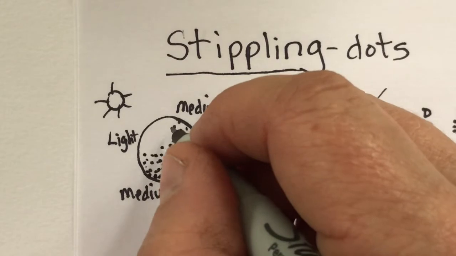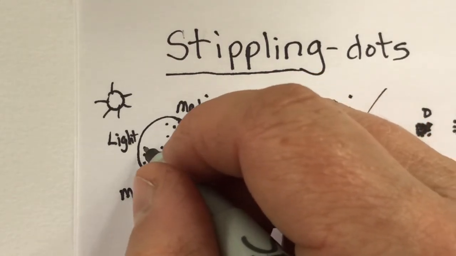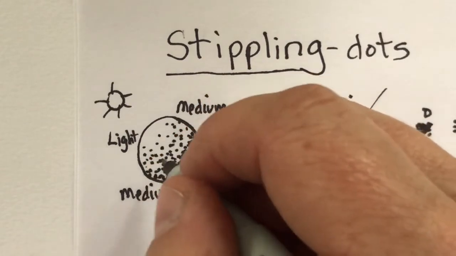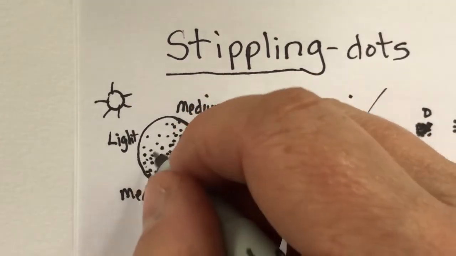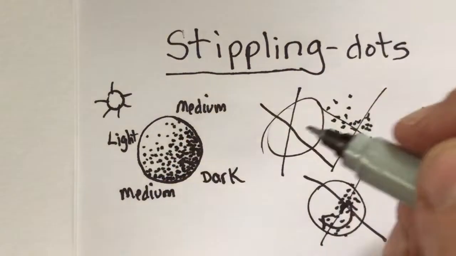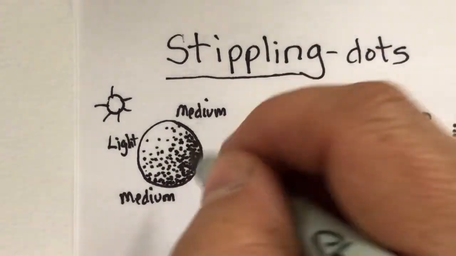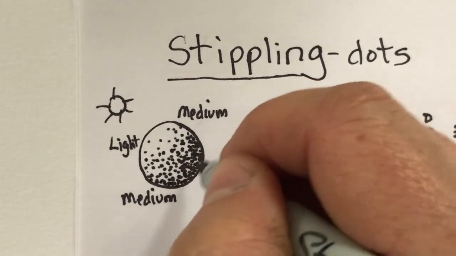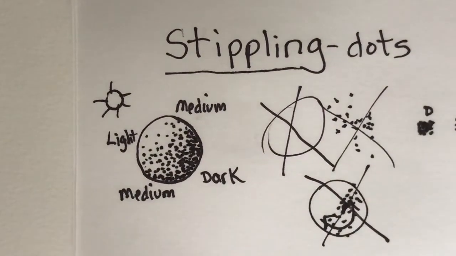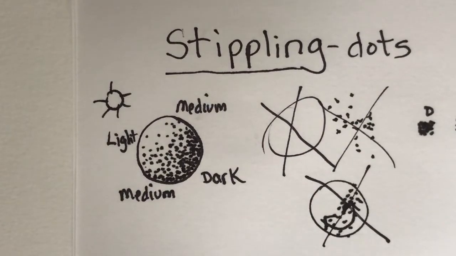And then when we get to the light, it's going to be like even less to none. So like really space them out. Okay? And so this is what it should look like when you're done. We have a nice dark section, we have a medium section, and a light section. Take a couple minutes and try to make your value with stippling.